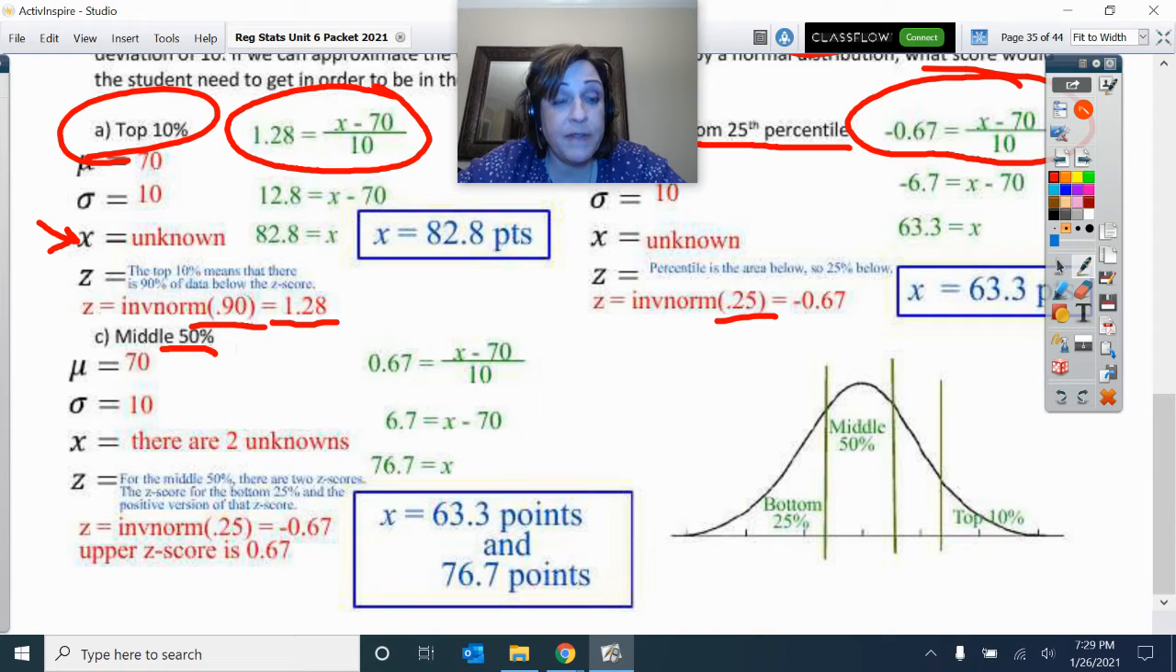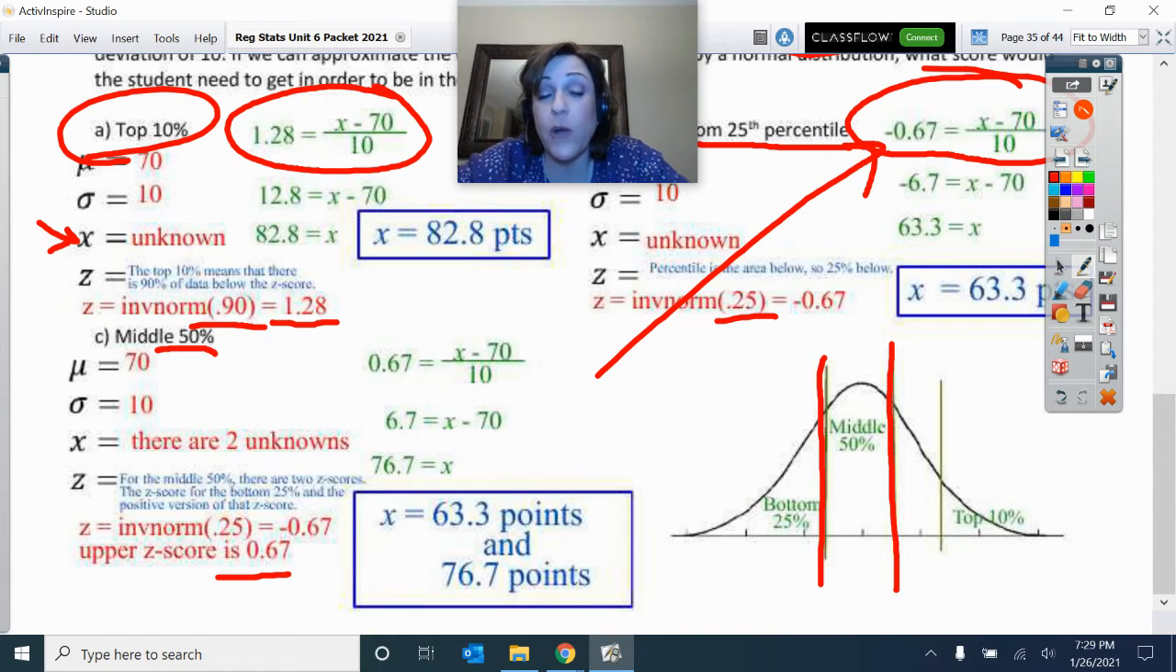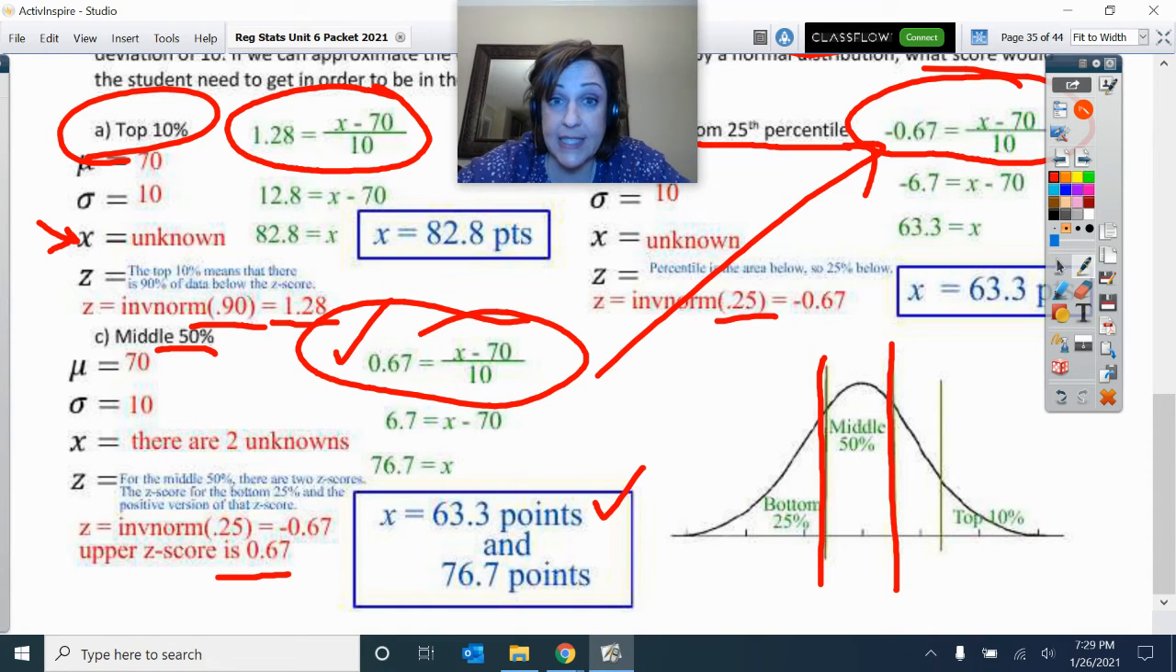All right, now middle 50%. So that is putting this 50% in the center. So you have two Z scores. This lower one at a negative 0.67 and this upper one at a positive 0.67. Now, I had already done this problem with the negative 0.67. So that's why I already knew this answer of 63.3. But then you did the positive 0.67 and you did the algebra. You set this up with the positive 0.67, and that's how you get that many points.